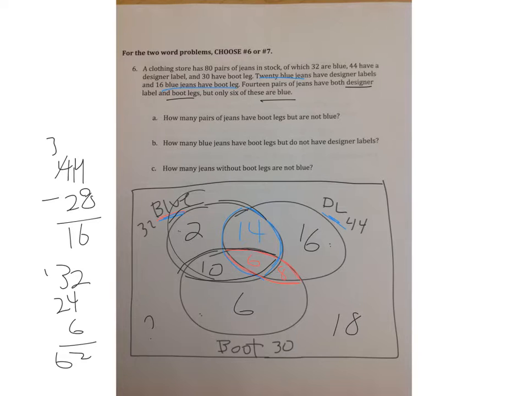So how many pairs of jeans have bootlegs, but are not blue? Well, that's blue. This 10 is blue. This 6 is blue. That's not blue, and that's not blue. So that's 14.